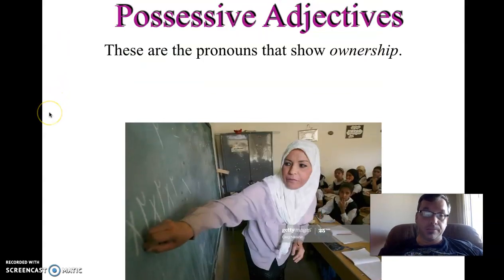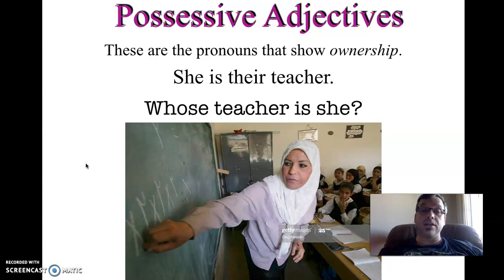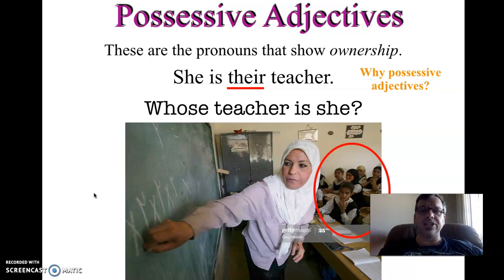Let's look at this picture, right? Here's the lady teaching, right? And here are the students. She is their teacher. Whose teacher is she? She is their teacher. All of these students here, right? I believe they're all ladies, right? Female students over here, right? So she is their teacher. Now, why is this an adjective, a possessive adjective? Well, for this one, we have to look at the location where the pronoun is.